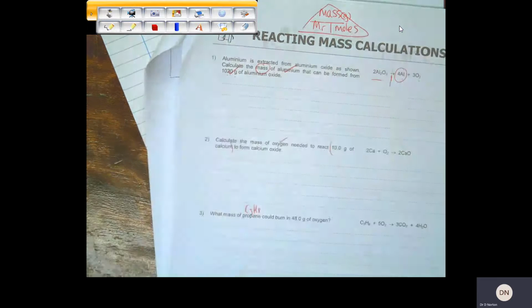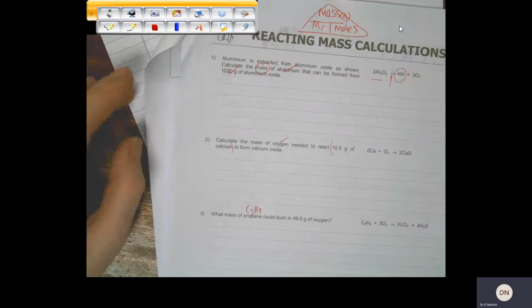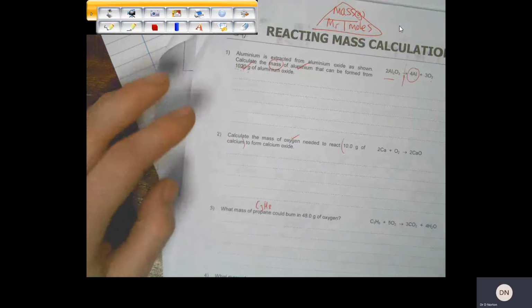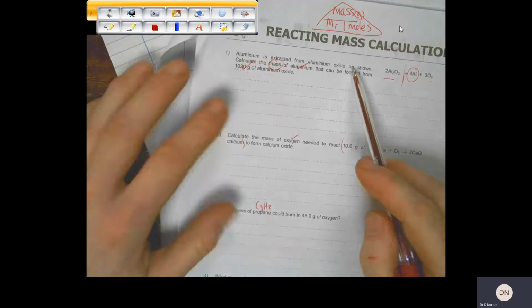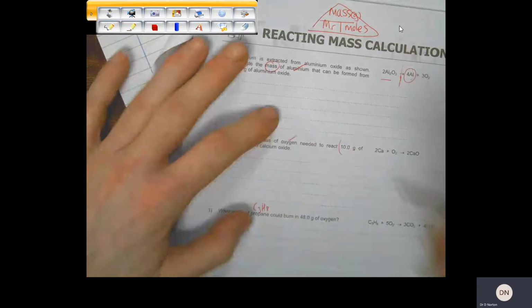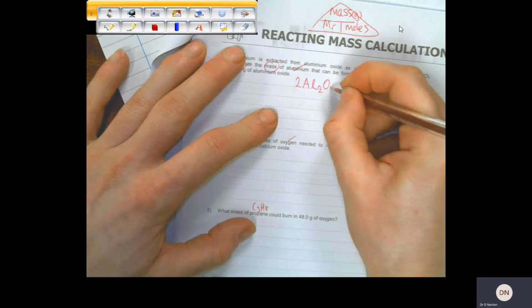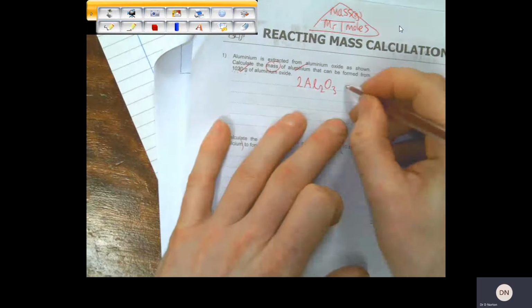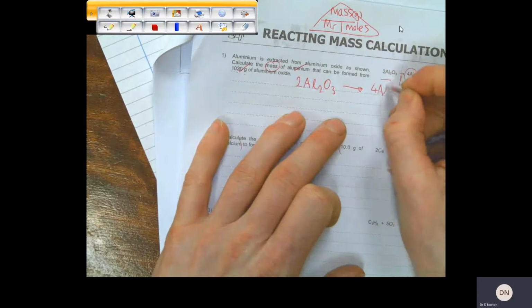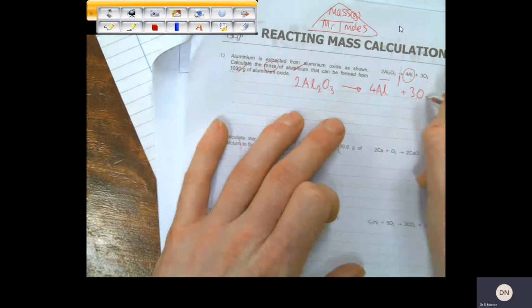All right, so I'm afraid this is going to be teaching by examples. I'm going to give you worked examples. So what I'd expect you to do, we're going to do questions 1 to 9 from here. First thing I would like you to do is to write down the equation nice and big: 2 Al2O3 will make 4 Al plus 3 O2.